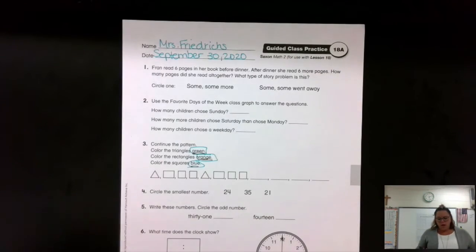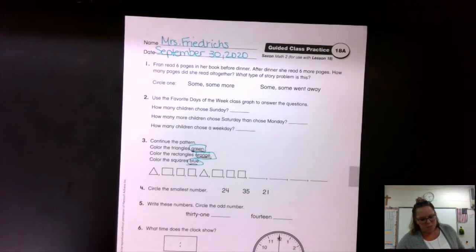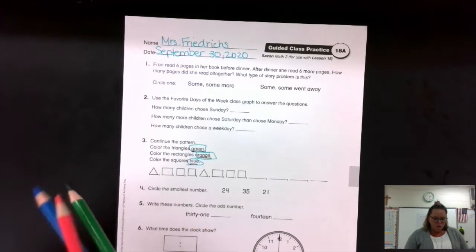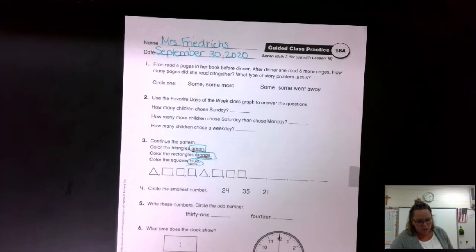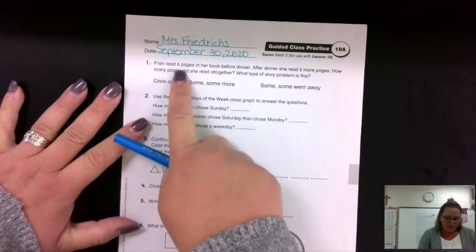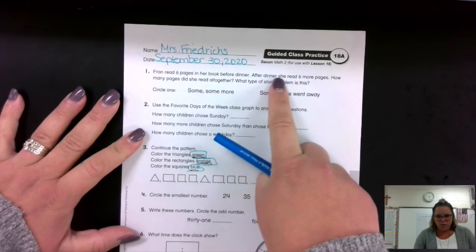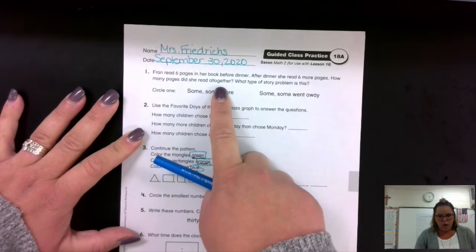You could have chosen colored pencils or crayons, but remember we don't use marker for these math worksheets because they're too thin. So you can see I have my green, orange, and blue. Make sure you also have green, orange, and blue. We're going to get started with number 1, friends. Number 1 says, Fran read 6 pages in her book before dinner. After dinner, she read 6 more pages. How many pages did she read altogether?